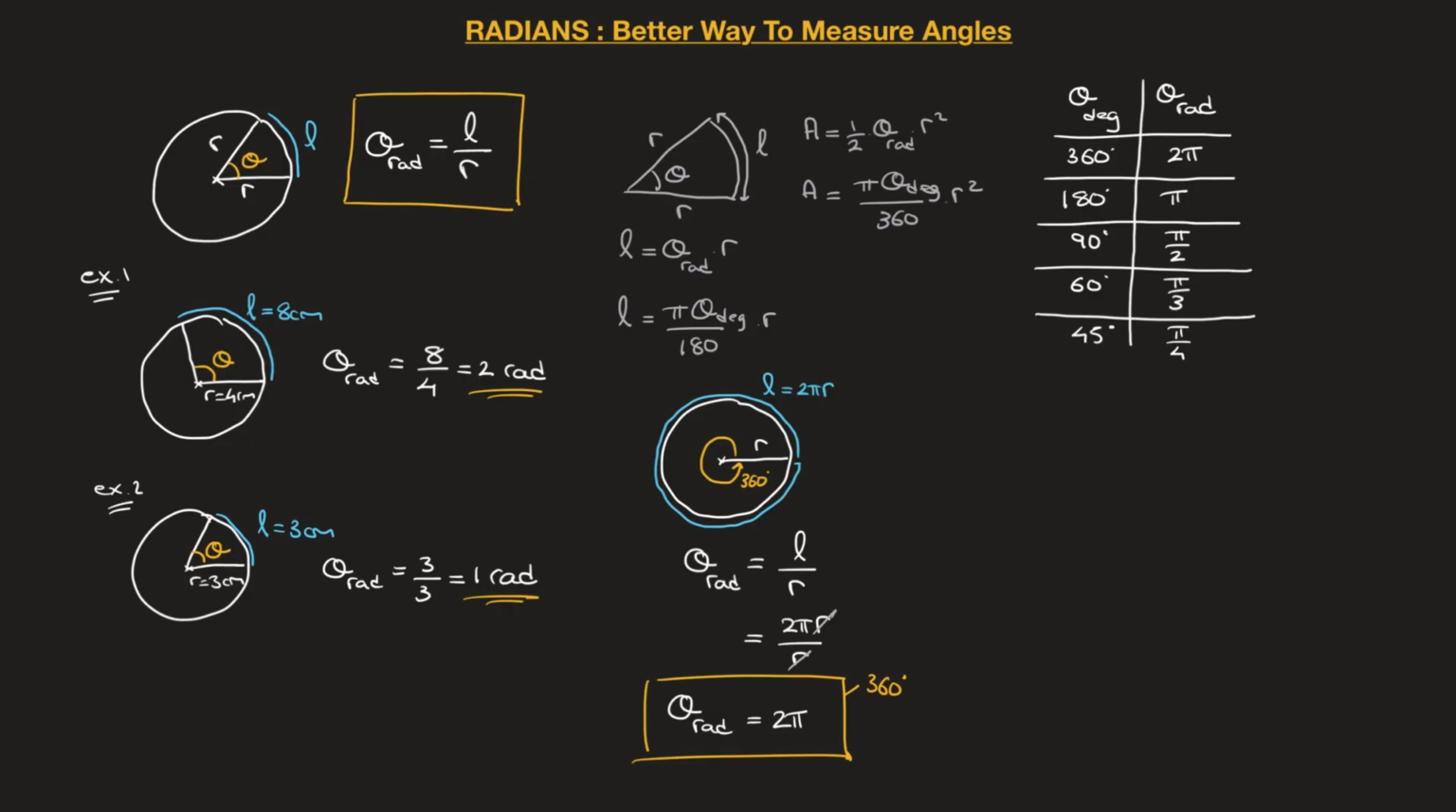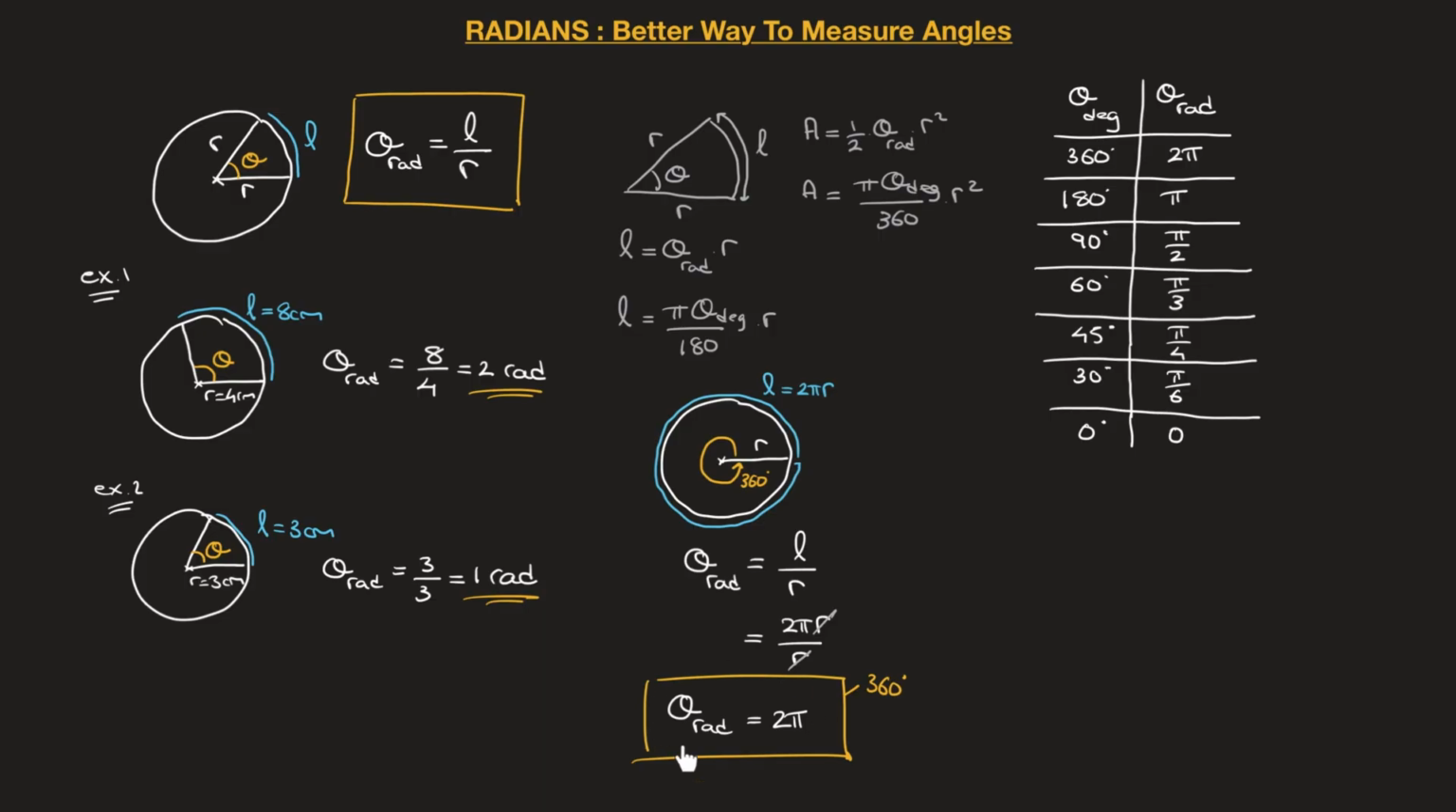And I'll quickly write a couple more before I give you an important result. Let's see, we could go for 30 if I divide 60 degrees by 2, so that would be 30 degrees, and its angle in radians would be pi over 3 divided by 2, which would give us pi over 6. And of course, 0 degrees will just be equal to 0 radians.